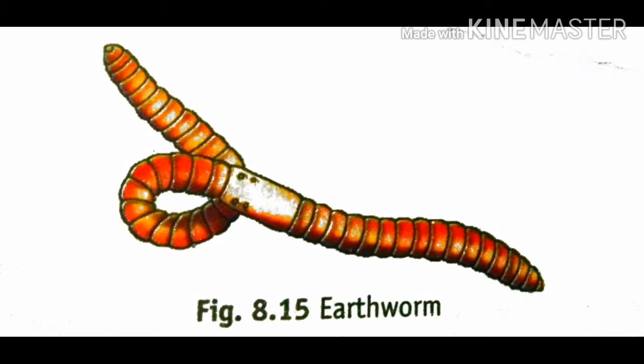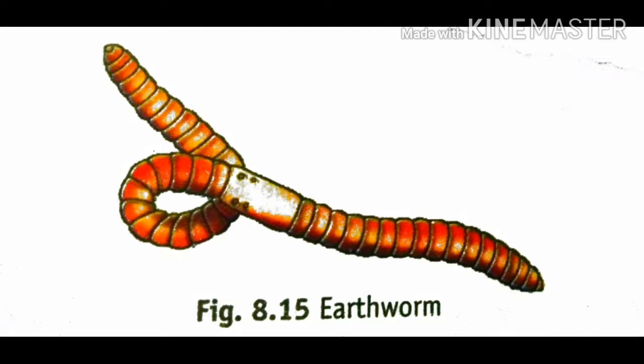First we'll see movement in earthworm. An earthworm has a long tube-like body. See this picture. The body of an earthworm is made up of many rings joined end to end.